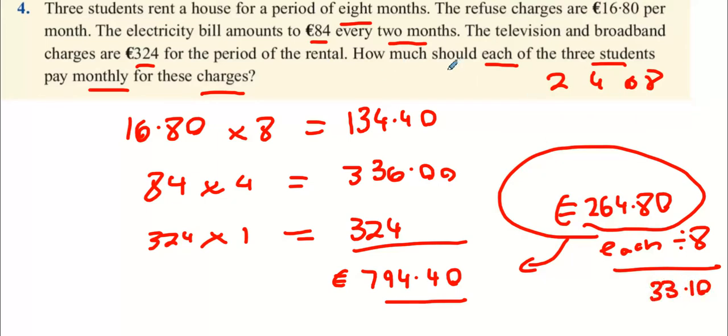Just look at the language of the question. How much should each of the 3 students pay monthly? So it's per month. So the answer is €33.10. Always good to check your answers.